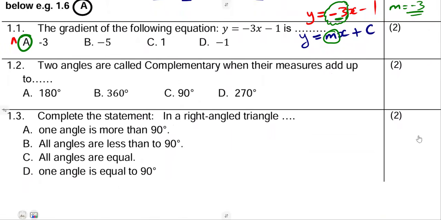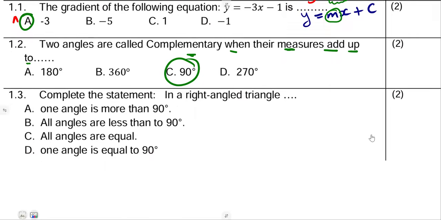2 angles are called complementary when their measures add up to what? They add up to 90 degrees for complementary. 180 it is for supplementary. Remember, there is supplementary angles. That is for 180. For complementary, it is 90 degrees. So the best answer was going to be C. All right, complete on 1.3.